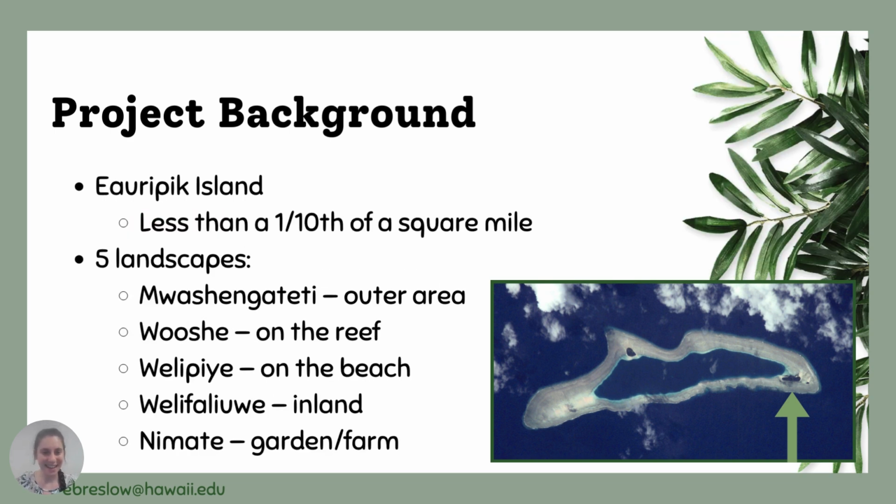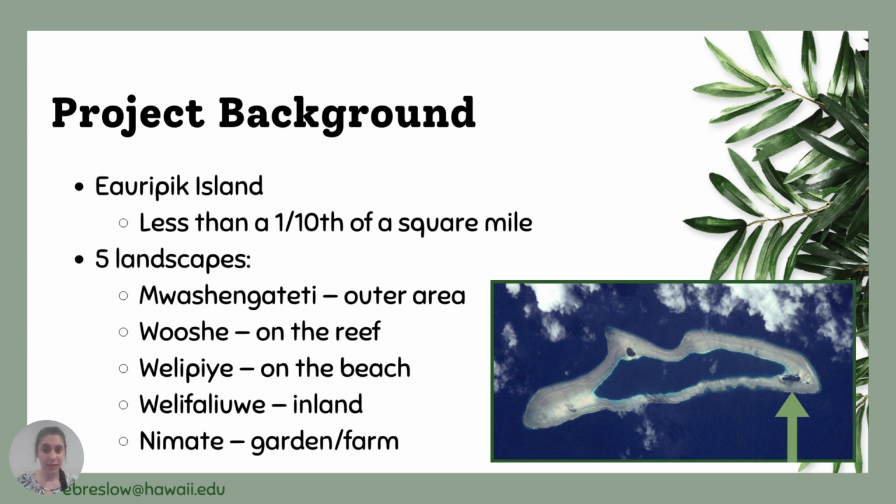Eauripik Island itself, as you can see in this image, is very small, less than a tenth of a square mile. This is important to point out because it makes for an interesting point of comparison between other ethnobotanical studies and this one, where there's comparatively smaller island and lower plant diversity.